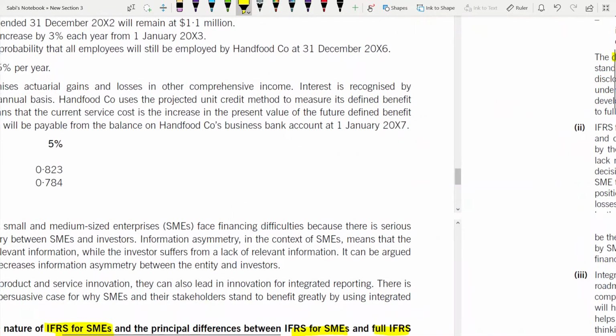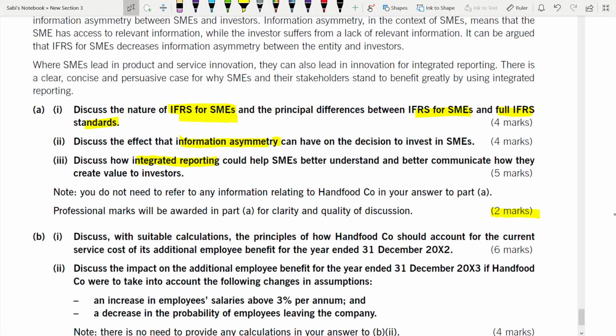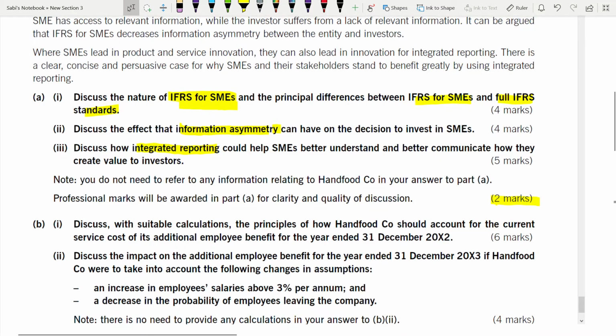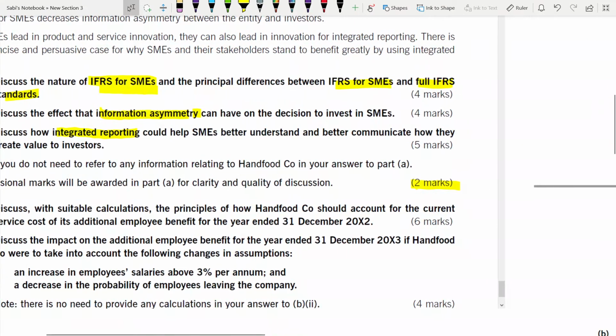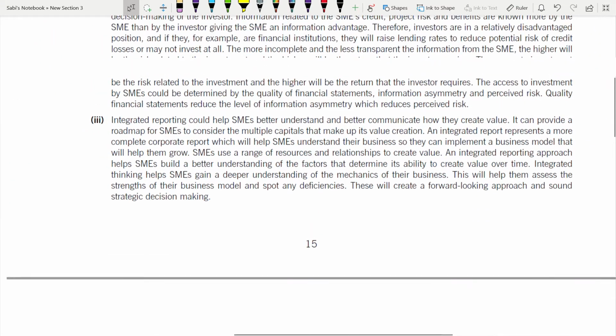Next is integrated reporting. Third, how it can help better understand and communicate value to investors for SMEs. So here also I can go quickly. These are all general knowledge and easy to answer, not much difficult. Integrated reporting could help SMEs better understand and better communicate how they create value.